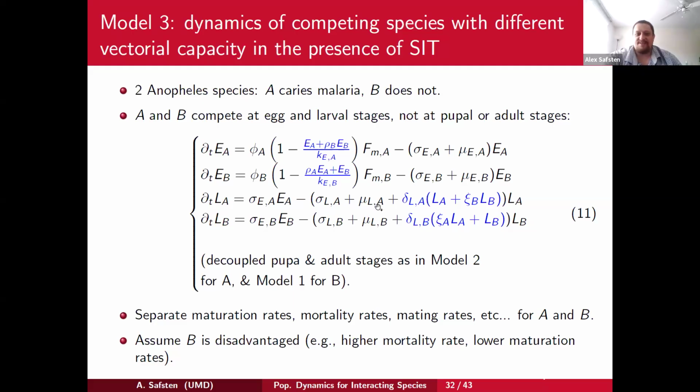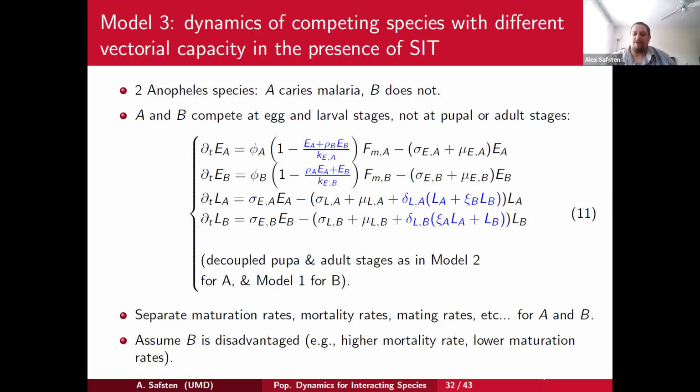Each species has its separate parameters. They have different maturation rates, different mortality rates, mating rates, etc. But we have to assume that the good species, the non-malaria carrying species B, is disadvantaged in some way. Otherwise, it already would be outcompeting the malaria species.